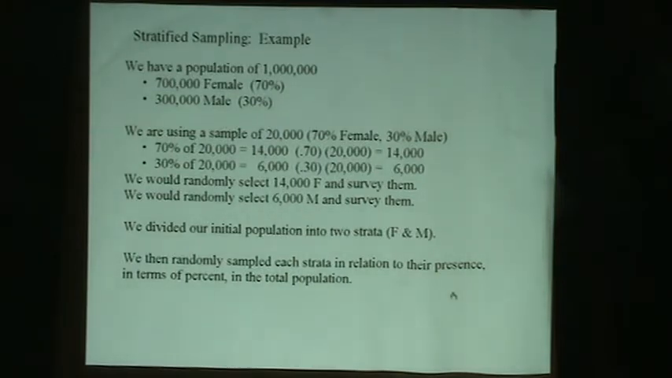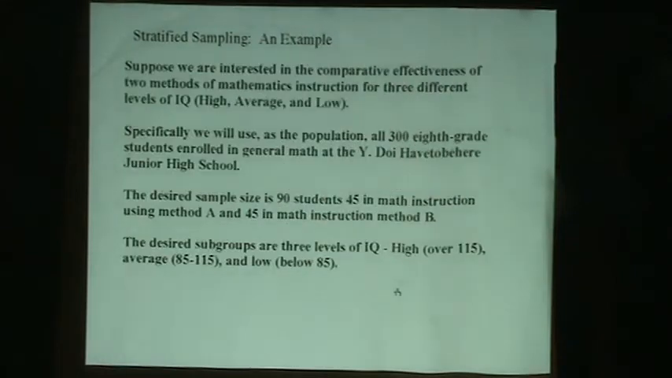We've divided our initial population into two strata, female and male, and then we randomly sampled each stratum in relation to their presence, in terms of percent, in the total population. Let's take a look at another example.